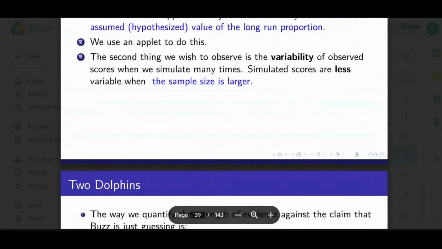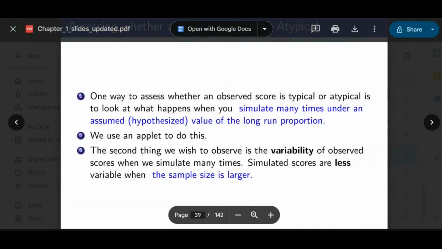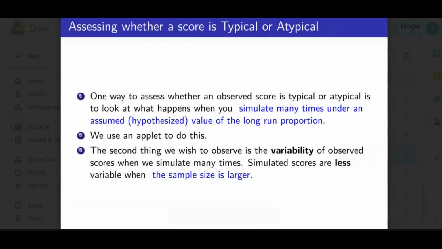So we have done this slide. One way to assess whether an observed score is typical or atypical is to look at what happens when you simulate many times under a hypothesized value of the long run proportion. When you simulate, you need to set your coin to have a certain probability of heads. It's not always 50%. In the case of the dolphin or true false test, it is 50%. We will talk about this when I give you a written sheet. Again, true false tests have only two options. If you guess, there's a 50-50 chance. So that's why the heads probability was 50% in this example. But typically, you can set it to something else depending on the scenario.